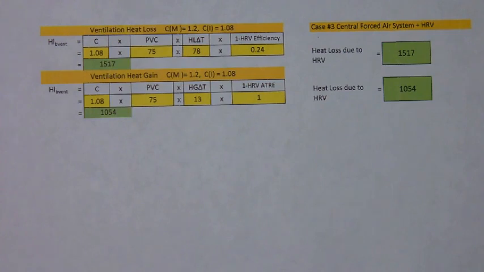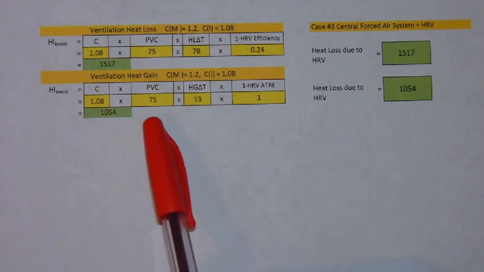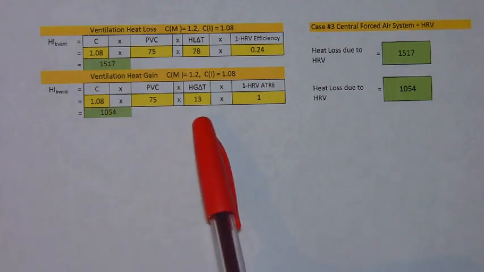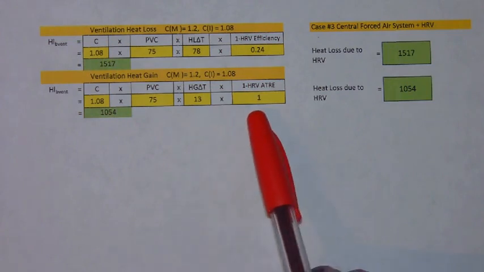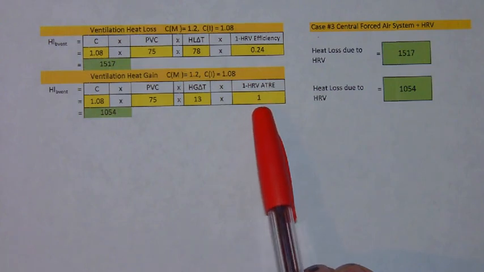In the case of our heat gain, you would use the same constant, the same PVC, the delta T for the summertime, but now you've got another factor called an ATRE. This is short form for Adjusted Total Recovery Efficiency.